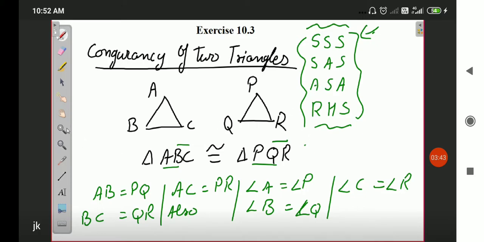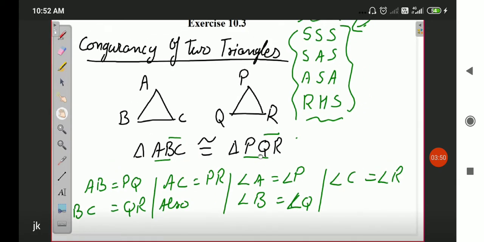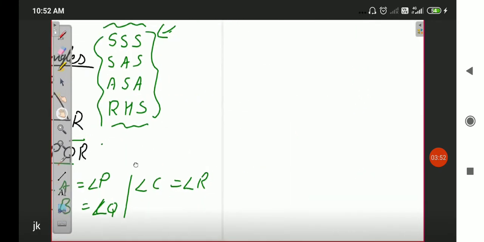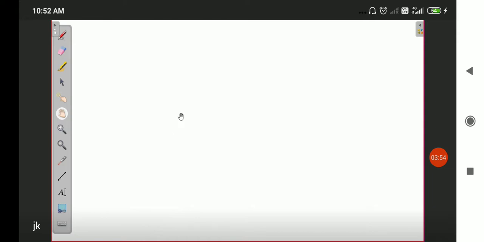All of these 5 questions are to be done in your homework copy as well. So let us start. As we move on with the questions, I will explain the congruency to you one by one. If you encounter any problem in the congruency, please say so that I can rectify that. So we will start with question number 11.